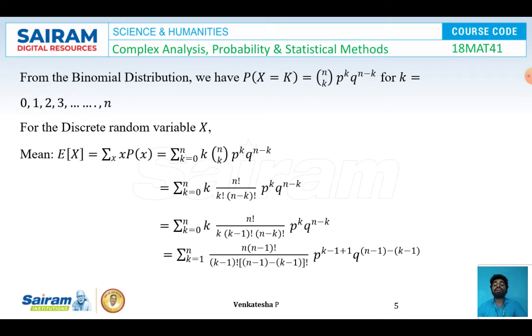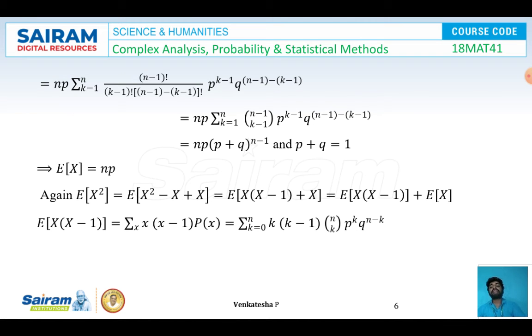I got it. So now from this expression, I'll be taking the term n and one term of p outside as a constant. So I got the expression like this, that is np into summation k from 1 to n, n minus 1 factorial divided by k minus 1 factorial into n minus 1 minus of k minus 1 factorial into p power k minus 1 q power n minus 1 minus of k minus 1.